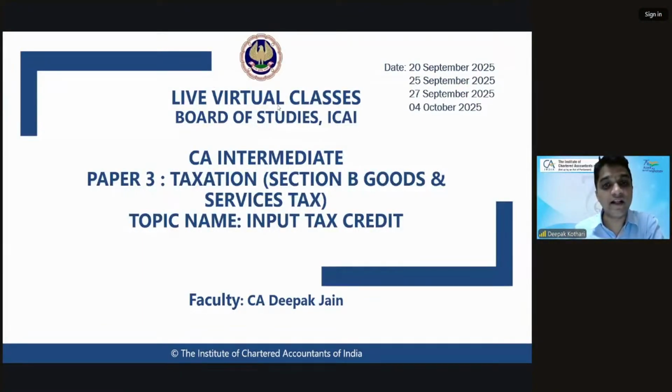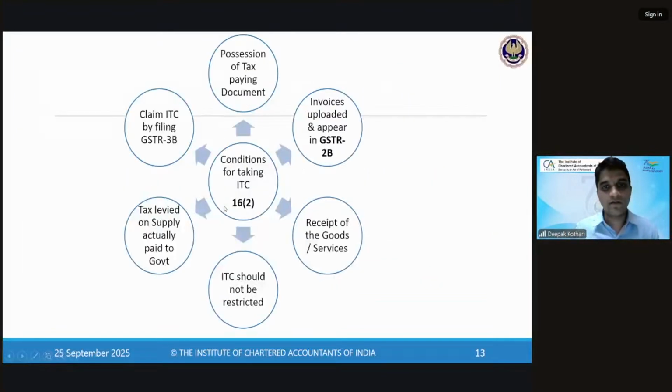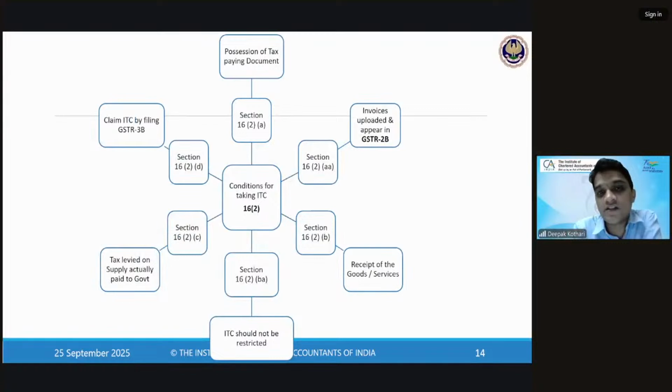Now, what we'll do is continue from the place where we left off. Right. So we are discussing the 6 conditions to claim the credit. Remember these 6 conditions? Now we will get into each of these conditions and understand it. All of this comes from section 16(2). Within section 16(2), there are subsections. What those subsections are is given in this slide.